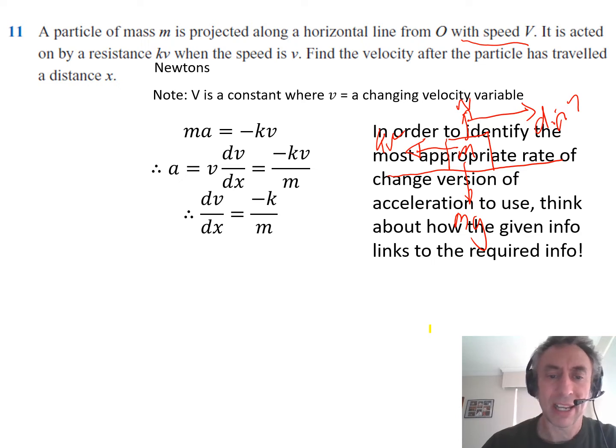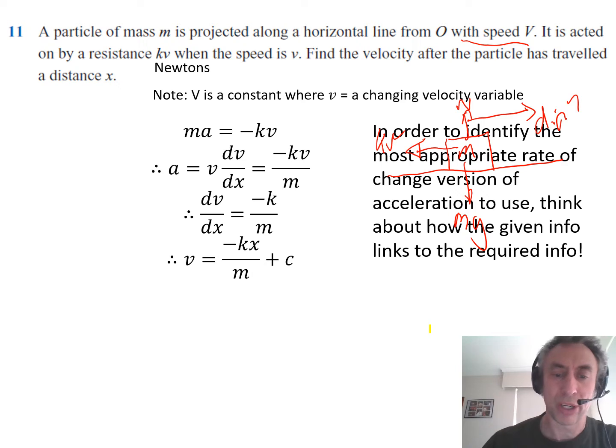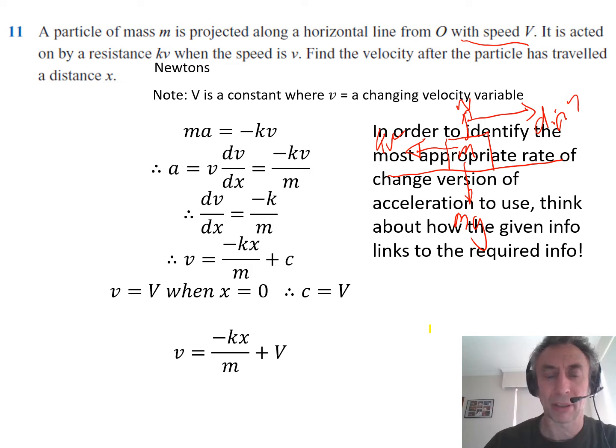Constant dv dx, we anti-derive. We're left with that particular expression. We know when x is equal to 0, v is equal to capital V, therefore c is equal to capital V. And we've got our relationship between velocity and distance. So hopefully you were good with that.